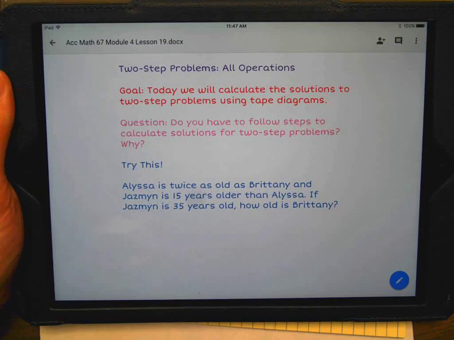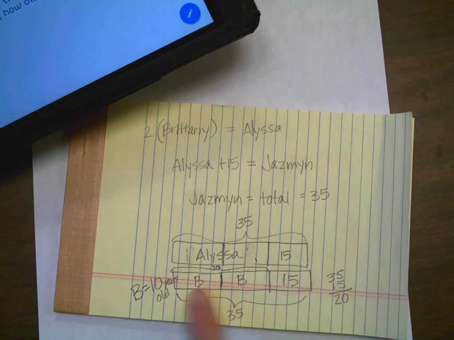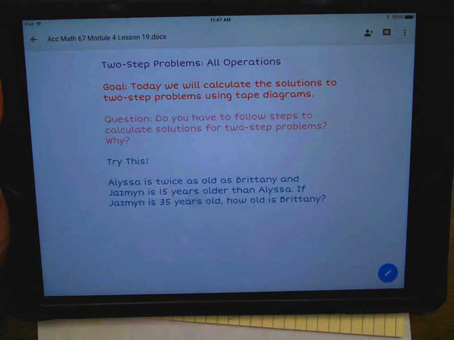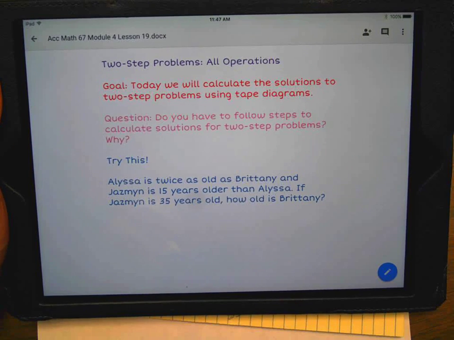So that was really fun. Pretty simple. You're solving algebra, because this was algebra. If you look at it, we had variables right there. So solving algebra using tape diagrams. It makes it very easy and very fun.